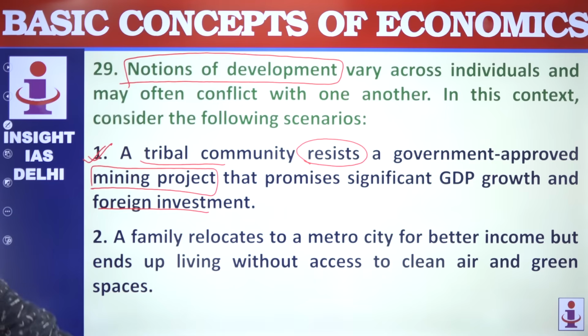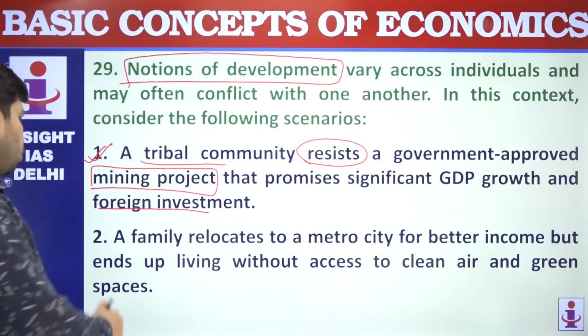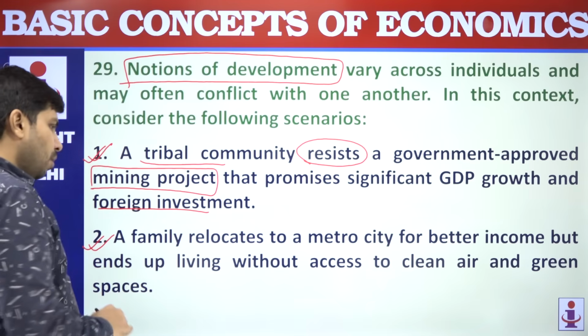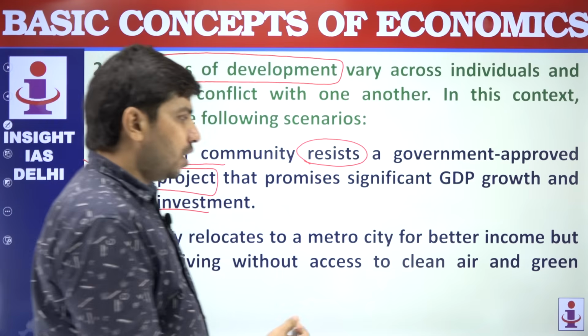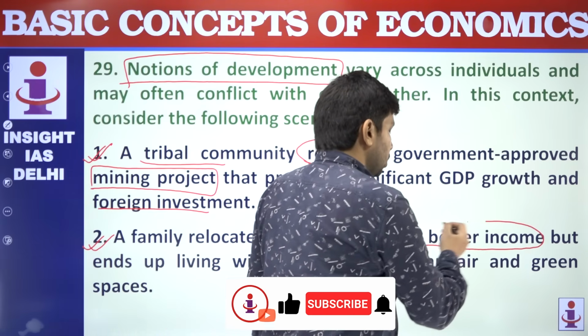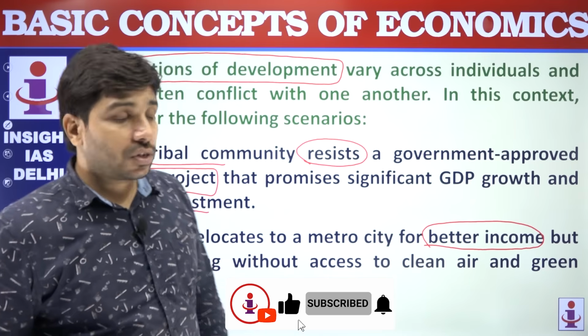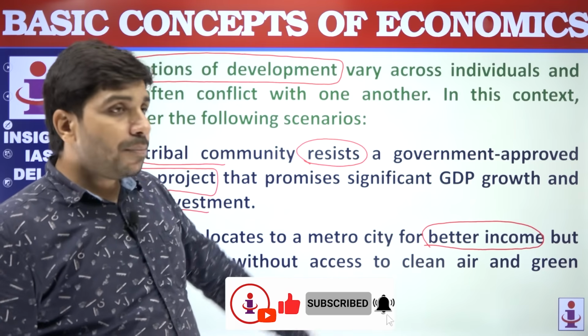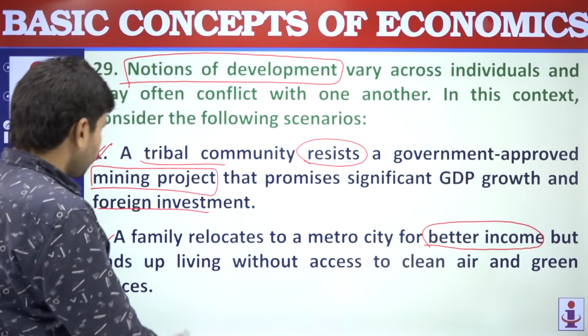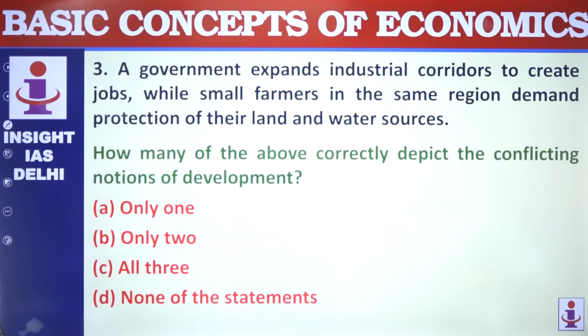A family relocates to a metro city for better income but ends up living without access to clean air and green spaces. Very much true. They settled in a metro city for better income, they are earning good, their earnings increased, but the environment they are living in is not good. So it is also a correct notion.